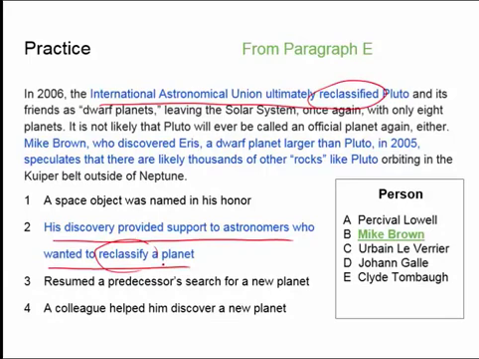Okay, so Pluto is a planet, all right? And did Mike Brown provide support to that? Let's see. Mike Brown, who discovered Eris, a dwarf planet larger than Pluto, speculates that there are likely thousands of other rocks like Pluto orbiting in the Kuiper Belt outside of Neptune. So this discovery supported the idea that Pluto ought to be reclassified and not be considered a planet anymore. Okay, so there's your answer for 2.